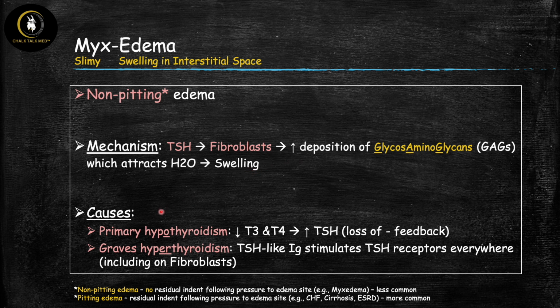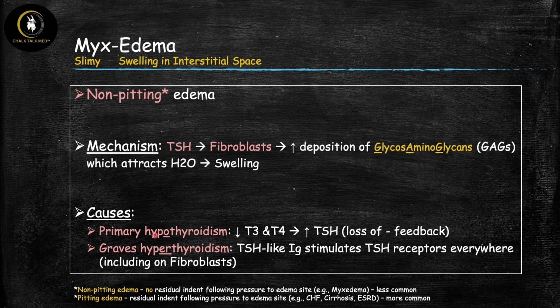So how does this relate to thyroid disease? Well, the causes, of course, are going to be primary hypothyroidism, because when you have a primary problem with a thyroid gland and you're not secreting enough T3 and T4, there's going to be a loss of negative feedback, which is then going to lead to stimulation of increased TSH. And this increased TSH is going to then follow this pathway, stimulating the fibroblasts and leading to increased deposition of GAG, swelling, and this myxedema right here. So this is why primary hypothyroidism causes myxedema.